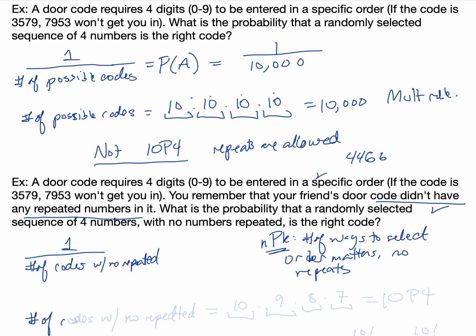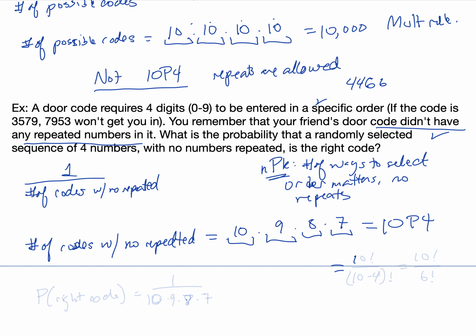So the number of codes with no repeated digits is going to be equal to, well, there are 10 possibilities for the first digit, 9 possibilities for the second, 8 possibilities for the third, and 7 possibilities for the fourth. Or this is the same thing as 10 permute 4, which is 10 factorial over 10 minus 4 factorial, or 10 factorial over 6 factorial. So we could, again, answer that either using the multiplication rule or using a permutation.